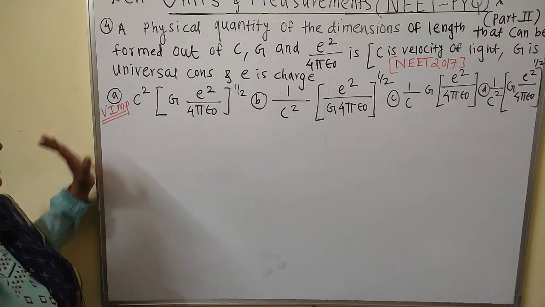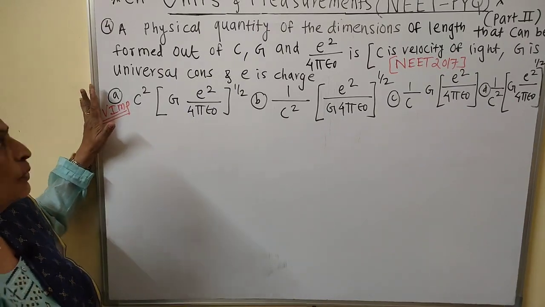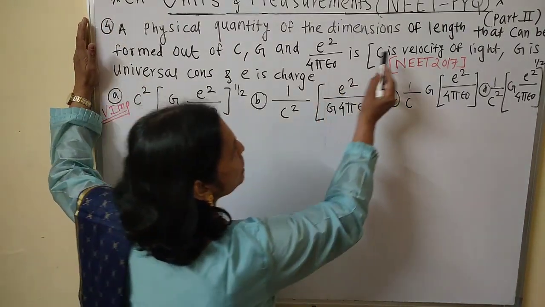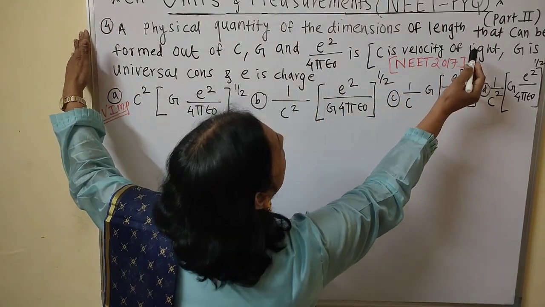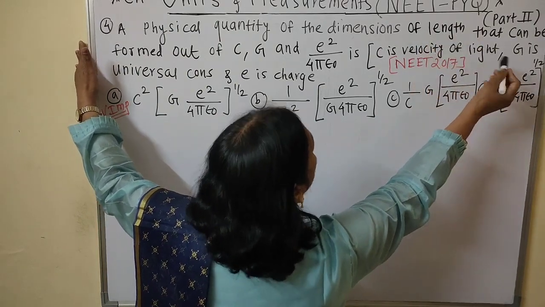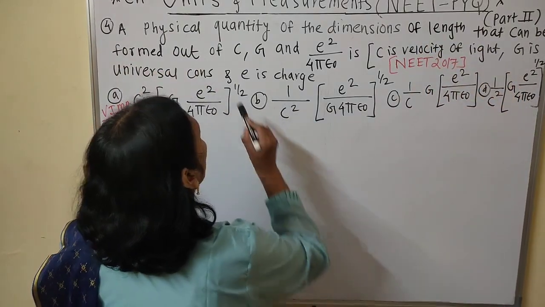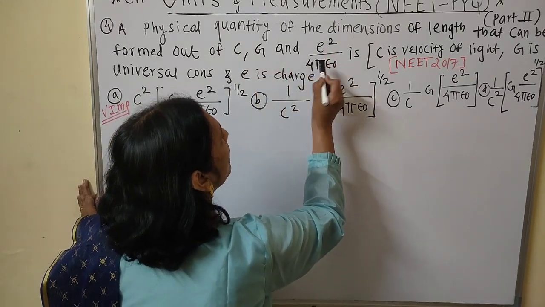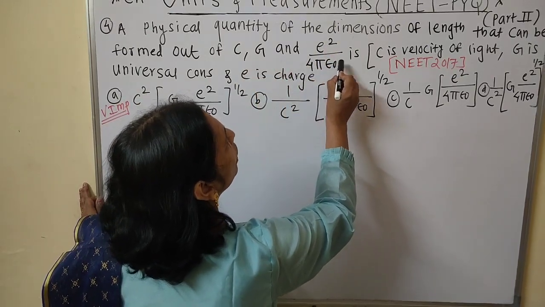Next. This type is very important. A physical quantity of the dimensions of length that can be formed out of C, G and e square by 4 pi epsilon naught each.